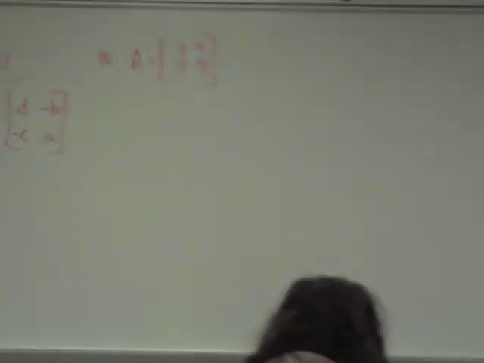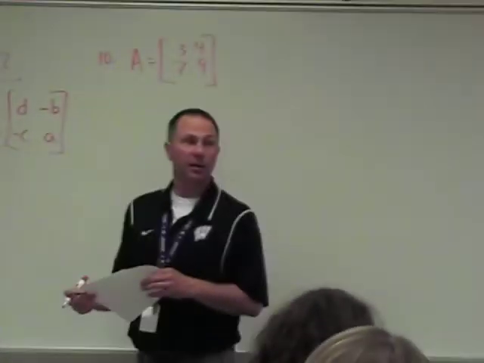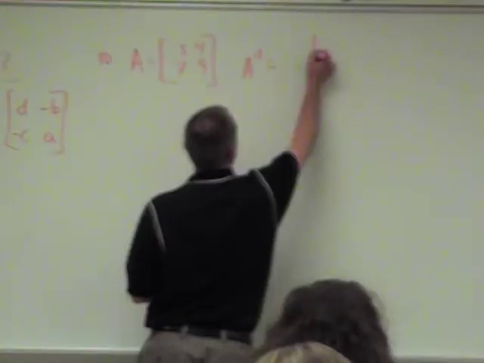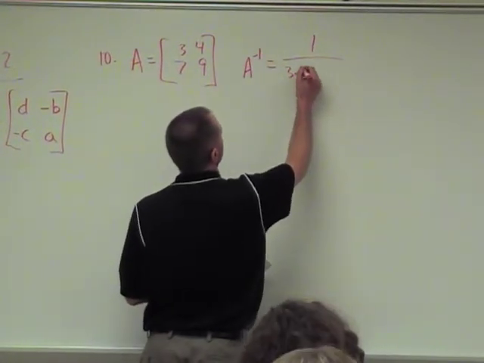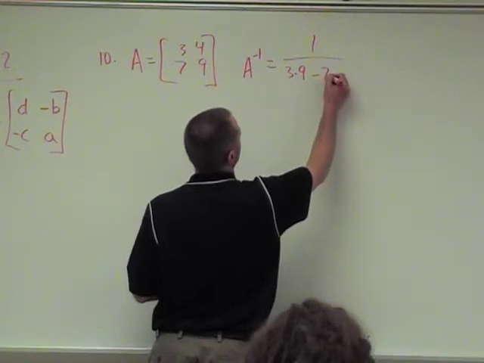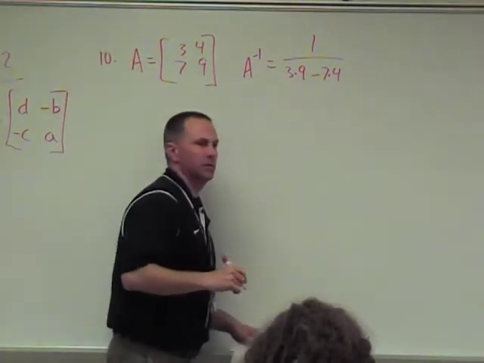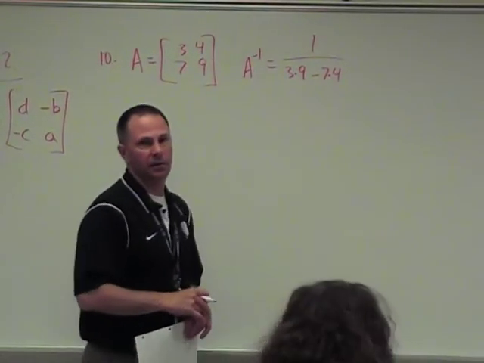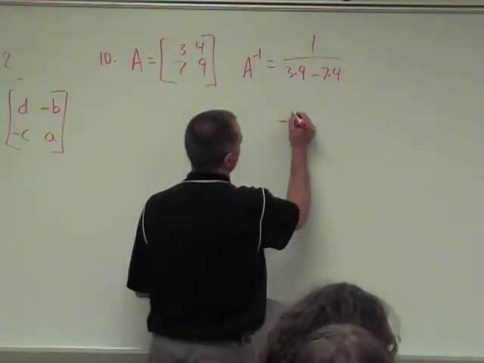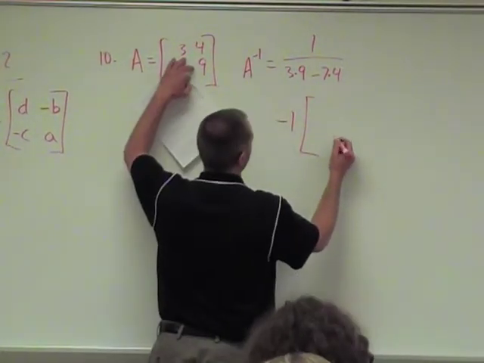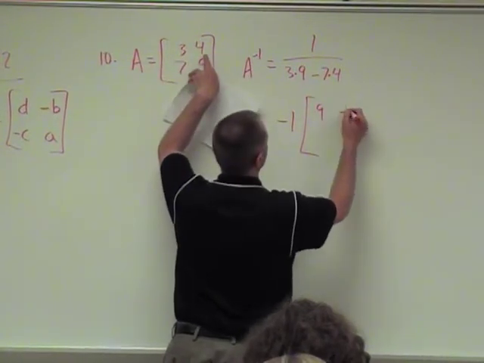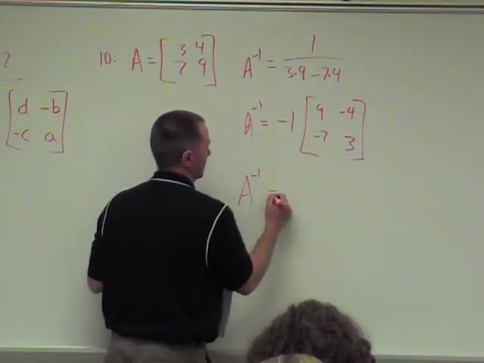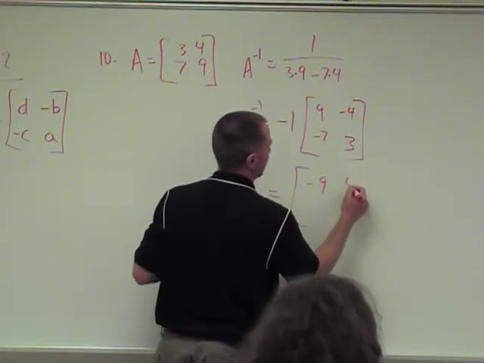That will tell us what the inverse is. So, the inverse is supposed to be 1 over 3 times 9 minus 7 times 4. 3 times 9? 27. 7 times 4? What's 27 minus 28? -1. What's 1 over negative 1? -1. Times the matrix, switch the diagonal, change the signs on the other diagonal. The negative 1 just changes all the signs then.